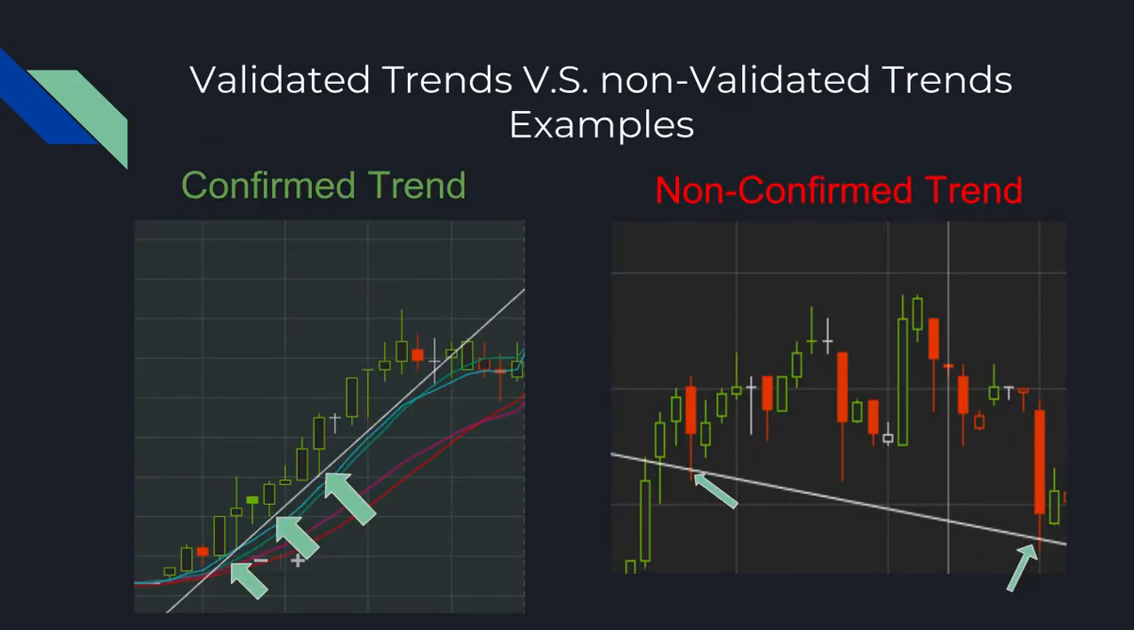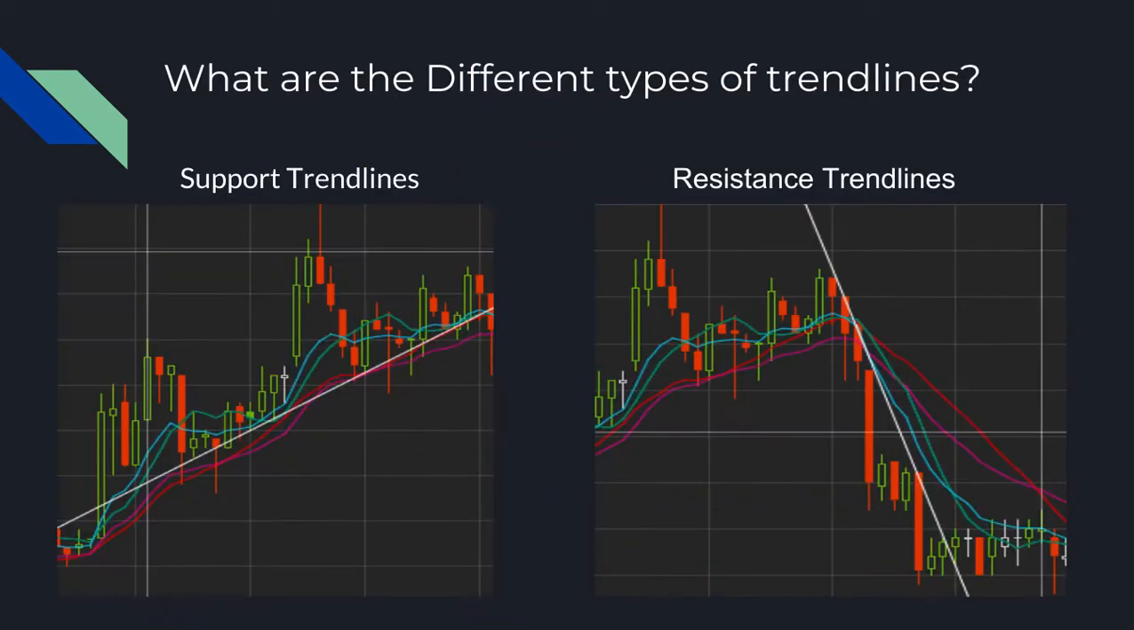Here's a confirmed trend and a non-confirmed trend. The reason why the one on the left is confirmed is because there's almost four common price points that pass through the trend line, and the trend line would be that white line, by the way. And on the right, this one's non-confirmed because there's only 2 common price points that pass through the trend line. So therefore you don't know where the trend's going to go and it's not confirmed yet.